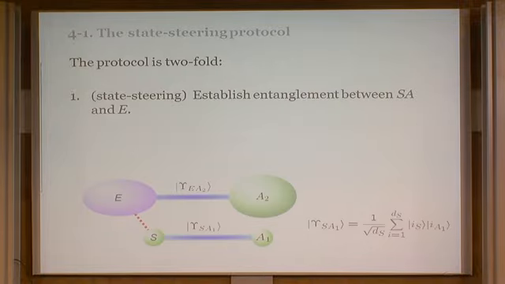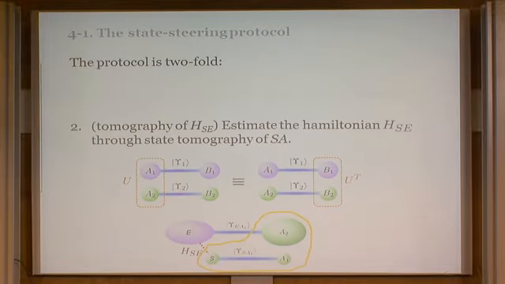So this is the target state, or the state steering protocol. And then the tomography of HASE is this way. And for HSE, the main idea we make use of here is the very basic property of maximally entangled states. So what is this? If we have two pairs of maximally entangled things, any unitary applied on one end is equivalent to the unitary transposed applied on the other end. So we use this property to see what's happening between S and E.